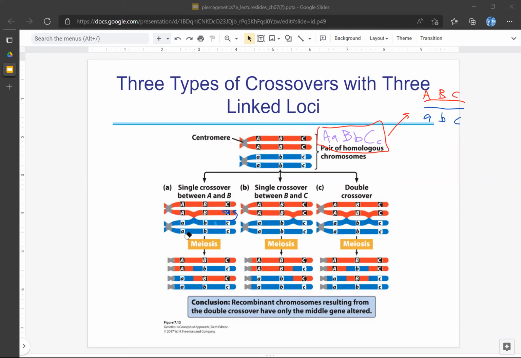And obviously the same can happen not just at the locus in between A and B, but at the locus in between B and C.